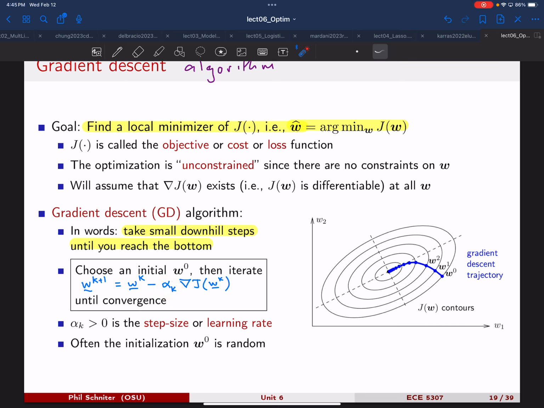And that is how far you move from your current guess. That becomes your new guess. So you start at w0, then small downhill step, w1, and so on.